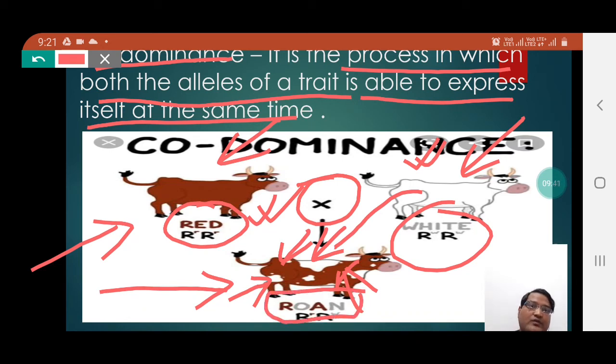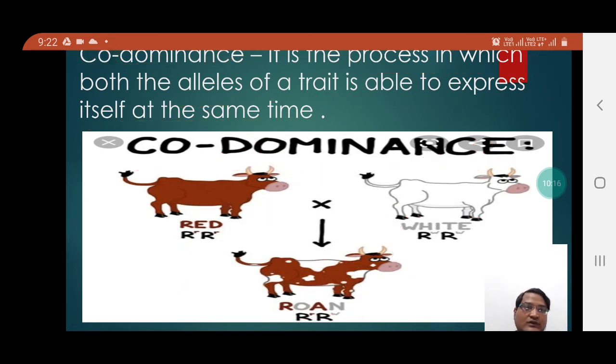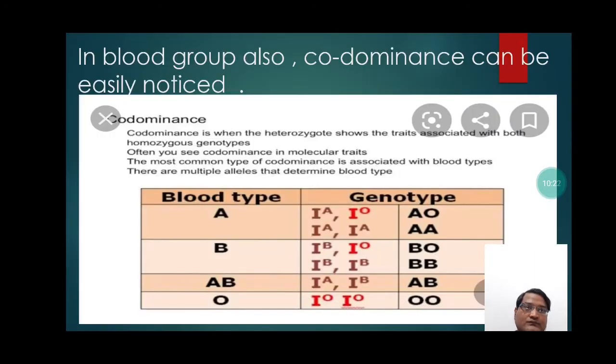So, students, here we can notice that both the alleles of a trait, where the alleles are the red cow and the white cow, and the trait is the color of the skin of the cow. It was noticed in codominance that both the genes, the red gene and the white gene, were able to express themselves at the same time. Thus this process was known as codominance. So students, codominance also does not follow laws of Mendel.